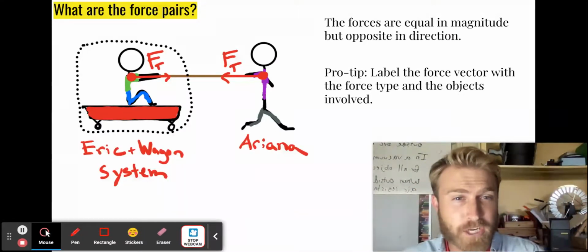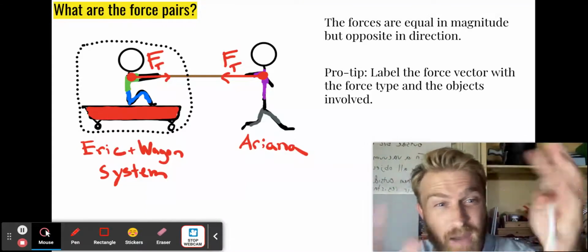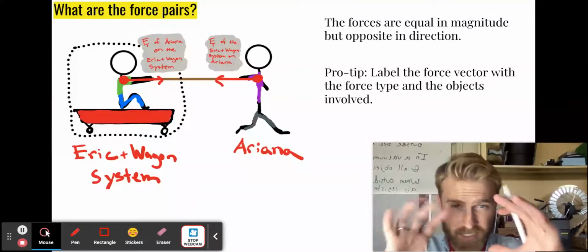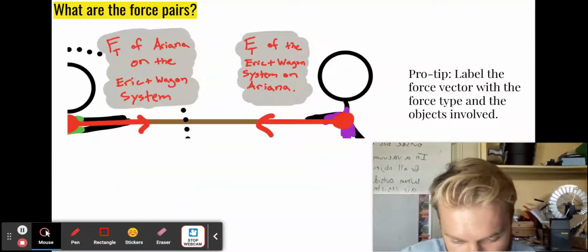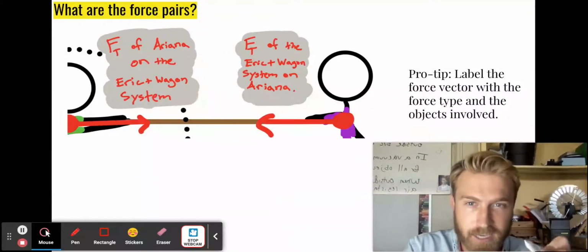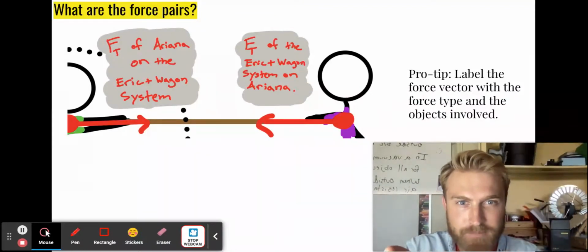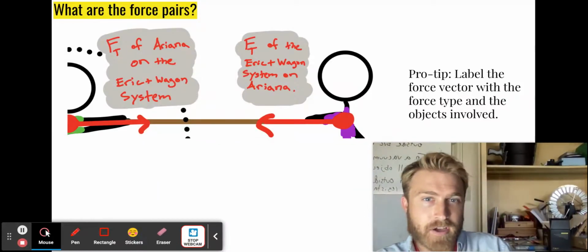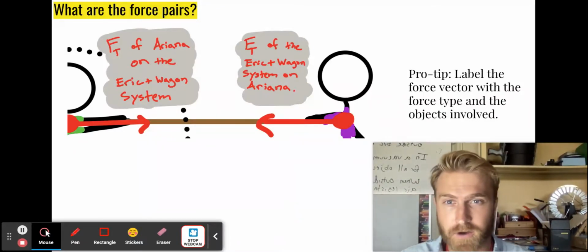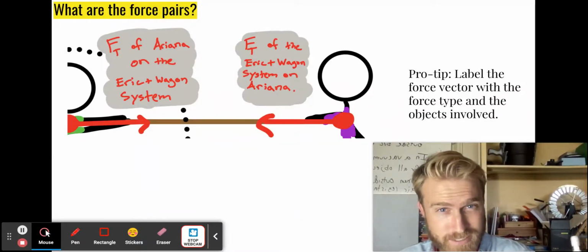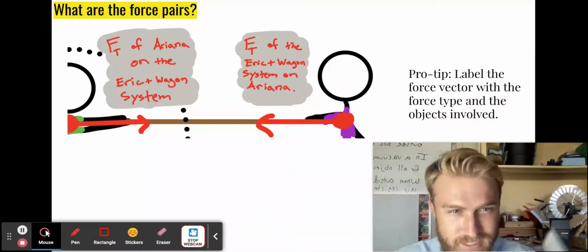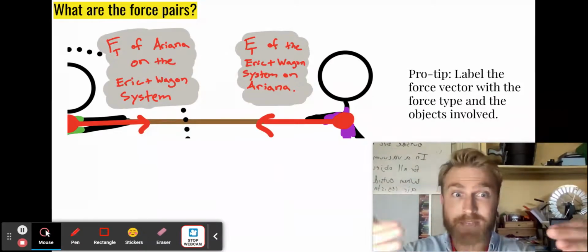Now here's a pro tip. Label the force vector with the force type and the objects involved. So we're going to label the force vectors just like this. Let's get a little bit of closer look at it. So I labeled on the left the force of tension of Ariana on the Eric and wagon system. And over there on the right, I have the tension force of the Eric and wagon system on Ariana. So Ariana on the Eric and wagon system, Eric and wagon system on Ariana. That's how you can hear force pairs. They just flippity floppity, and it's the same type of force.